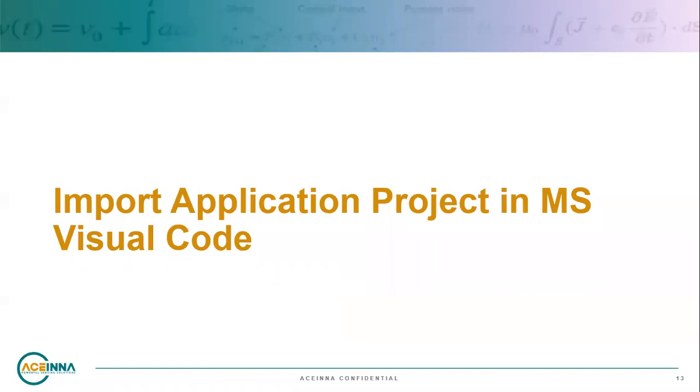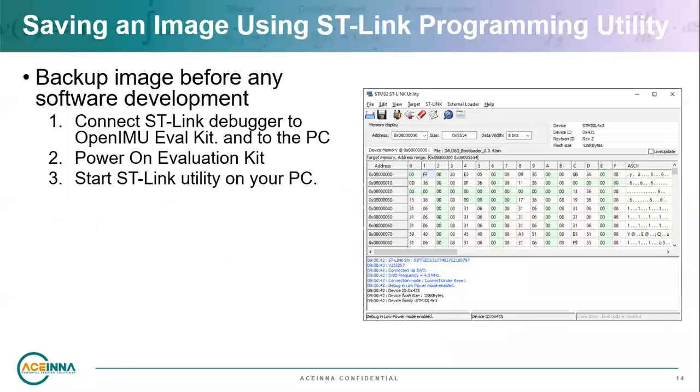Importing the application project into Visual Studio Code. We highly recommend backing up the image before doing any software development. For this process, you have to use the ST-Link programming utility tool. Connect your ST-Link debug to the OpenIMU eval kit and to your PC, power on the evaluation kit, and start the ST-Link utility on your PC. Then click Device and Connect.